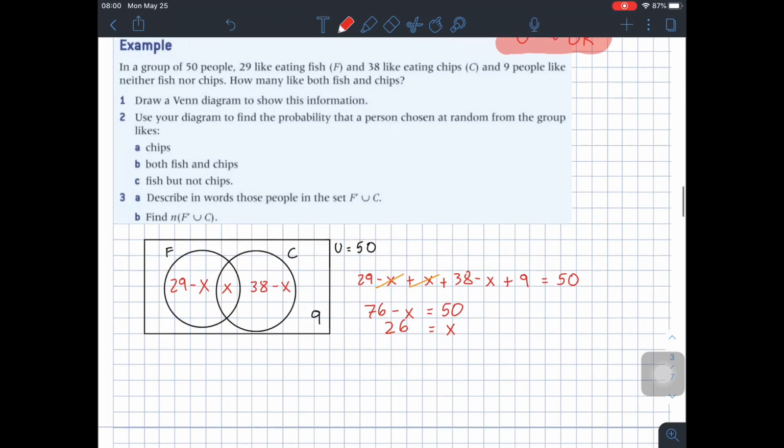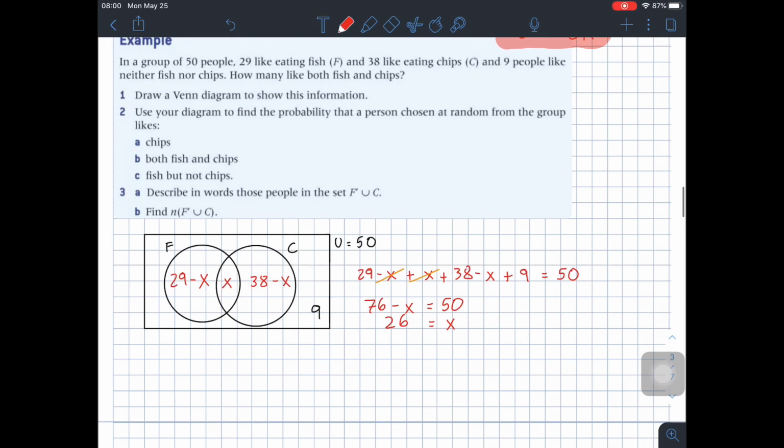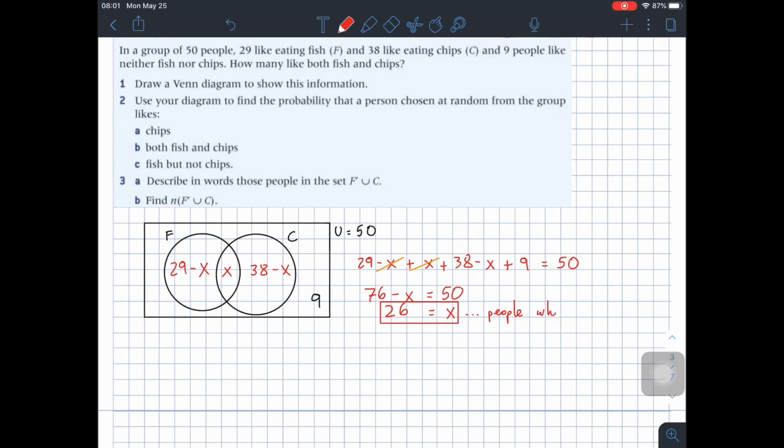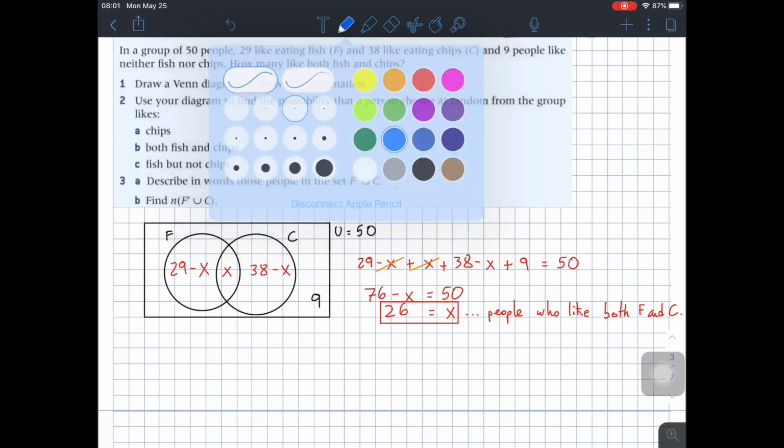So to answer this first question, how many people like both fish and chips, we would say that 26 people like both fish and chips.